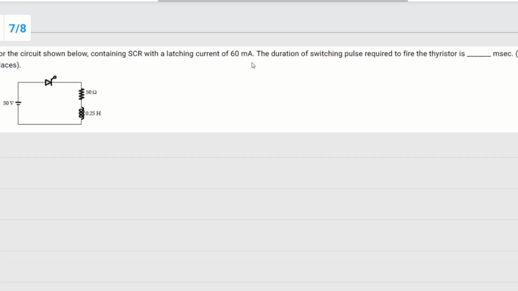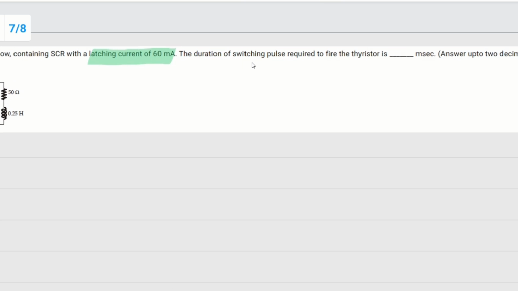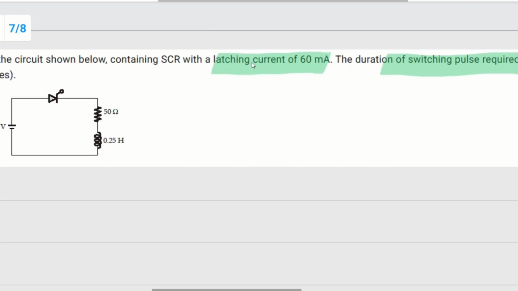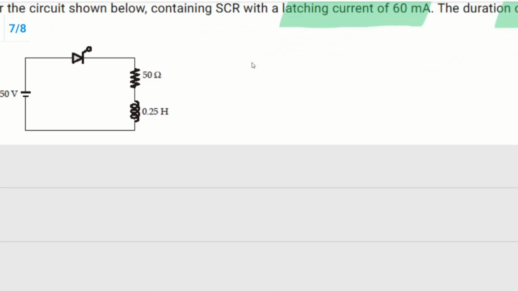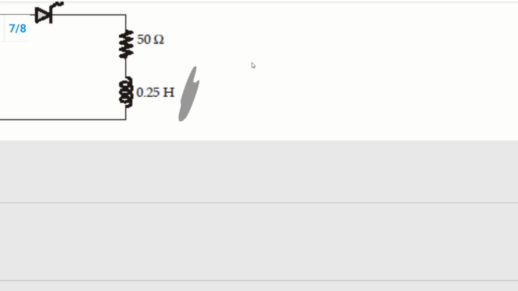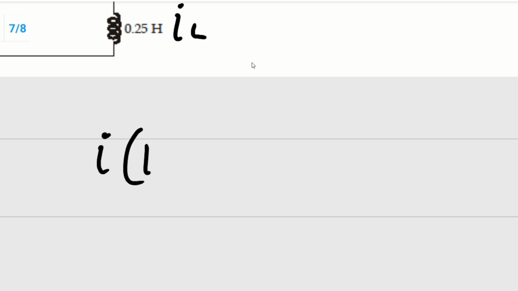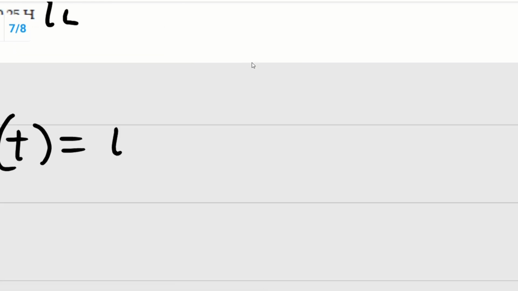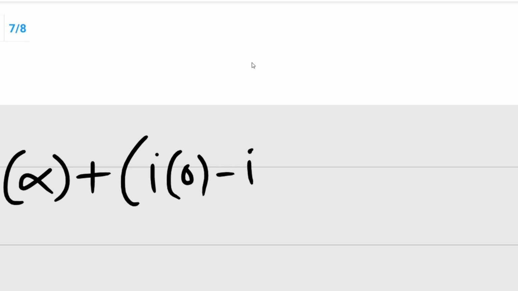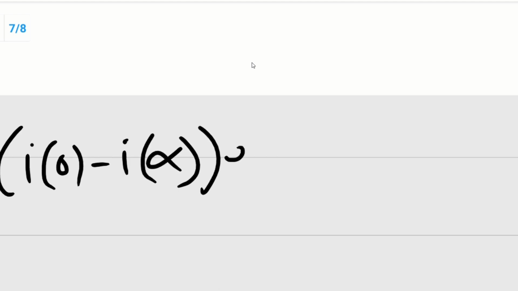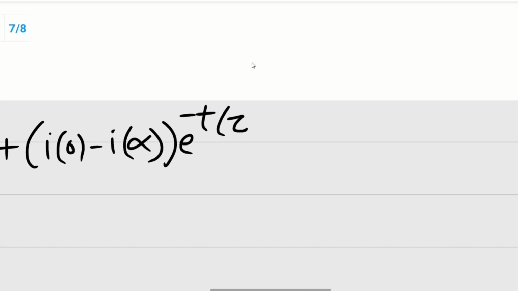In this question, the latching current is given for S here, and we have to find the minimum switching pulse to turn on the thyristor. In this type of question, we have to do the transient analysis. Here the inductor current can be calculated by transient analysis: it will be I infinity plus (I0 minus I infinity) e to the power minus t by tau. Tau is the time constant, L by R.